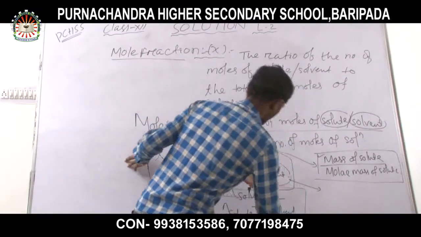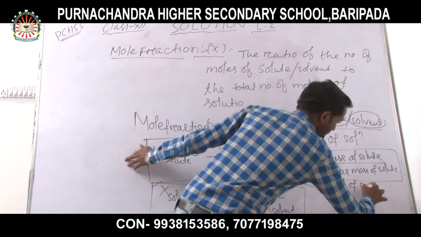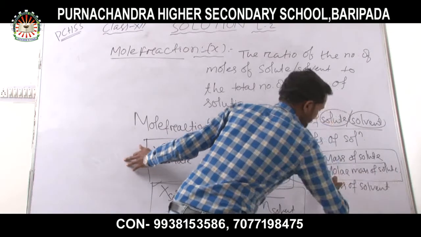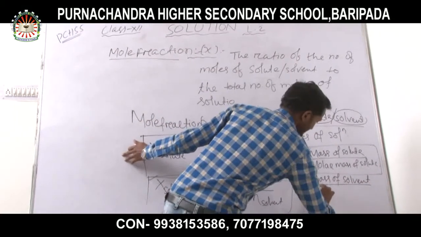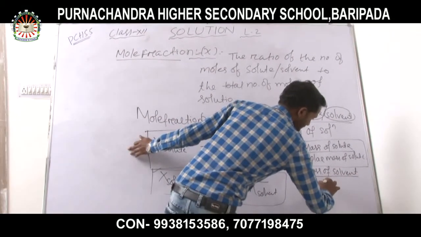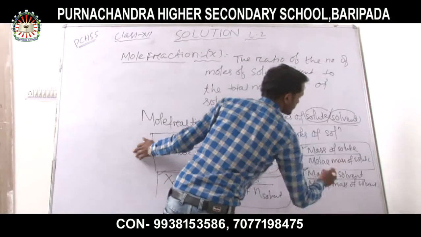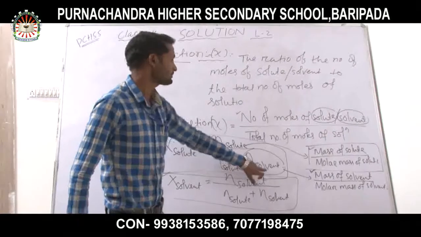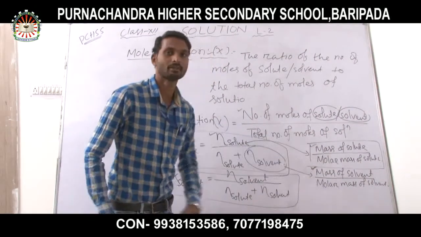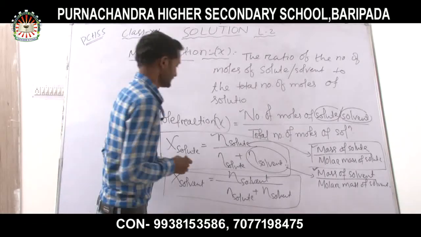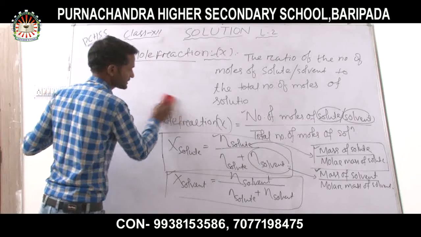The number of moles of solvent is the mass of solvent, which has to be given, divided by the molar mass of solvent. So the number of moles of solvent is the mass of solvent divided by the molar mass of solvent. Finally, I will explain with an example.